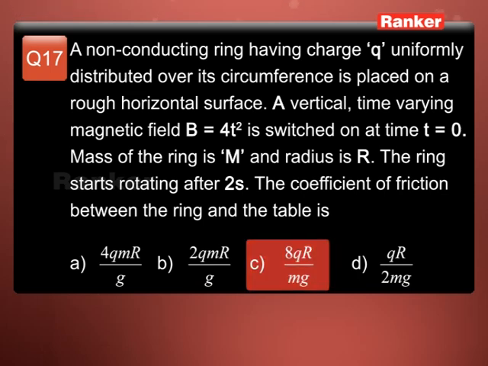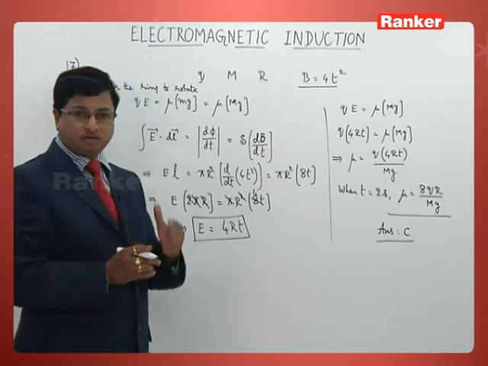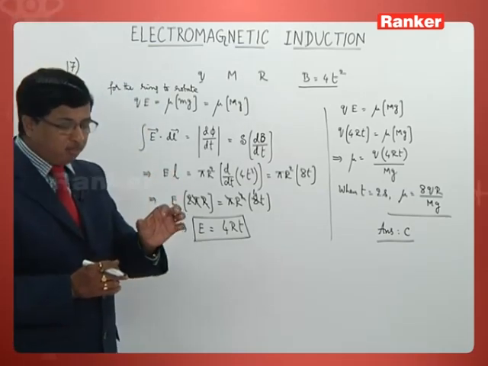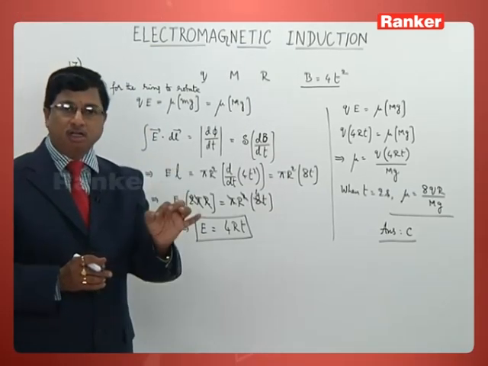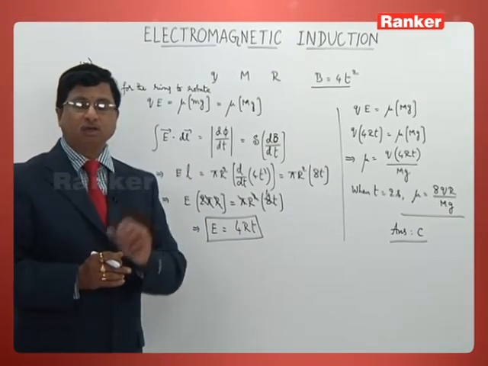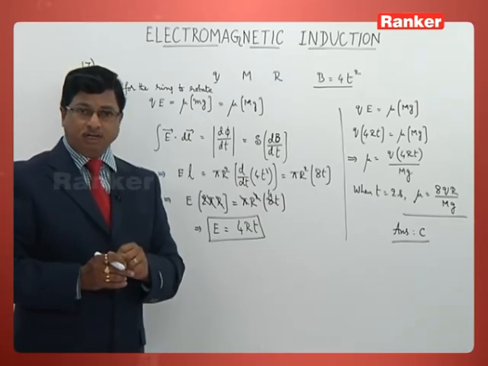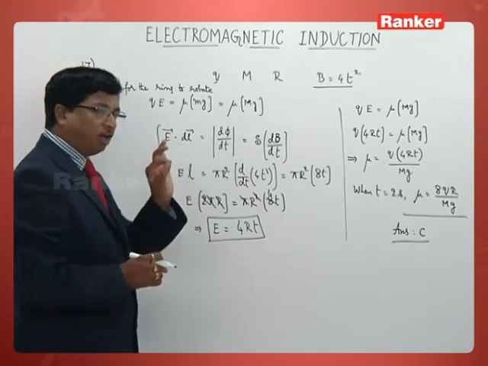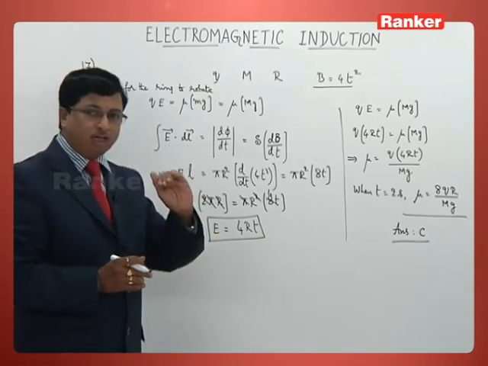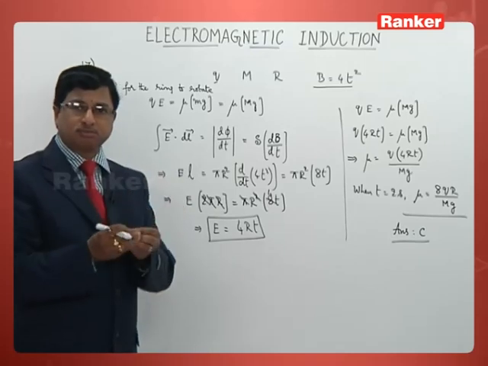The only thing you should understand is this condition. What is the condition? For a ring which has been placed in a time-varying magnetic field to rotate, when can it rotate? At least the force that is acting due to the electric field must be equivalent to the force of friction. At least that is the minimum force.